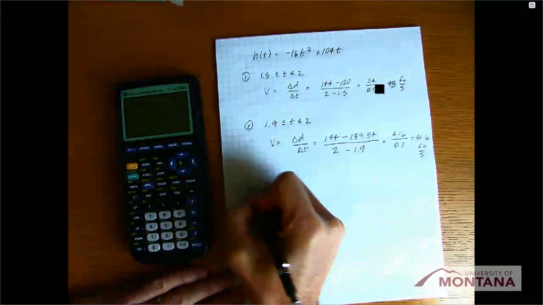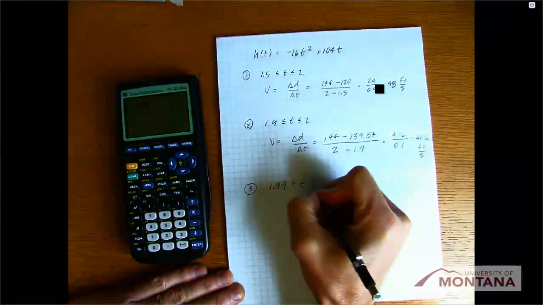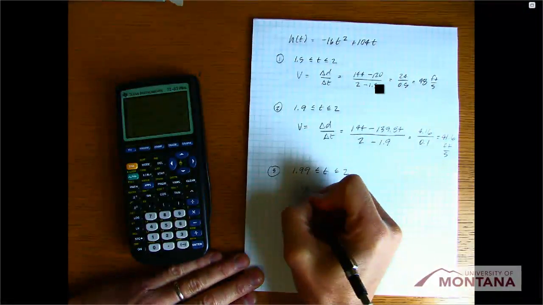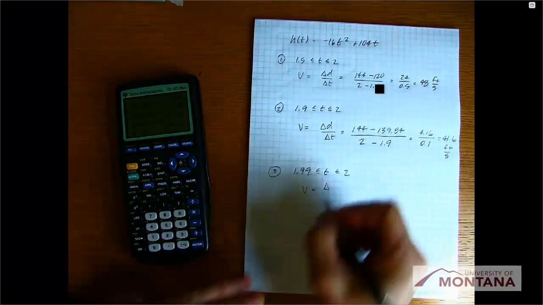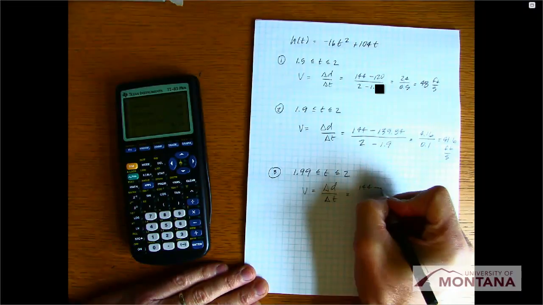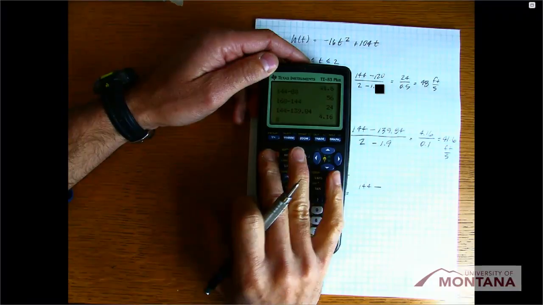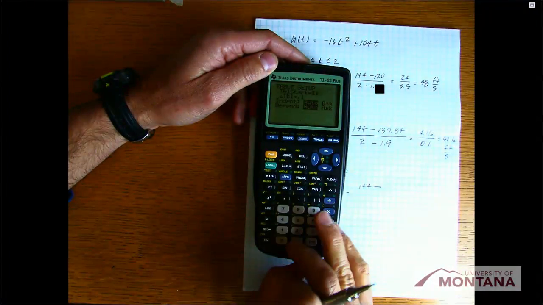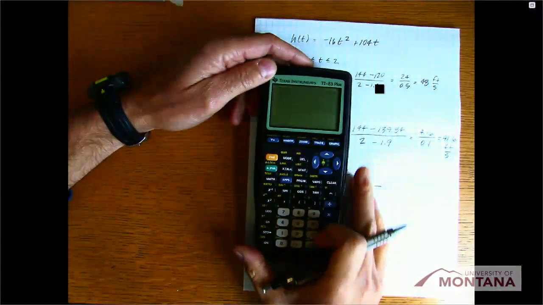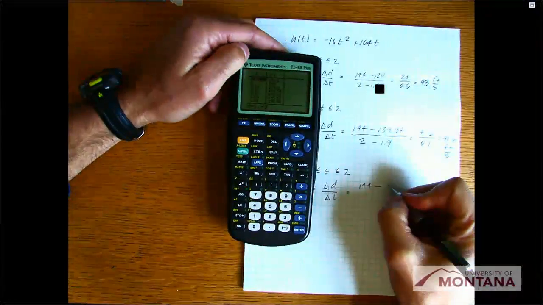Let's take one more. Why not? Get a little bit closer. Time between 1.99 and 2 seconds. Let's do our v as velocity, our change in distance over change in time. So it's going to be 144 minus, let's find out what we are just 1/100th of a second before. So I'll go to the table setup. We'll start at 1.99 and we'll change by 0.01 and then go to the table. So at 1.99 I'm at 143.6.